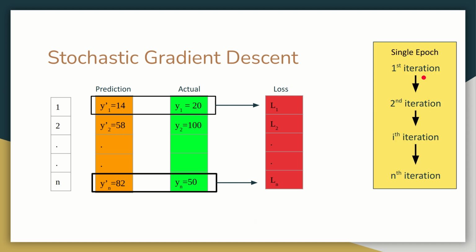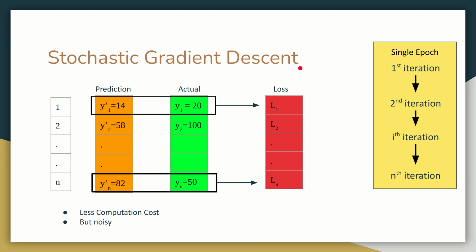So in a single epoch of stochastic gradient descent, we'll be performing n iterations. We'll be starting from the first iteration where our cost function is J1, in the second iteration our cost function is J2, and in the nth iteration our cost function will be Jn. So in each step we'll be calculating the cost function, then the respective gradients, and then we'll be updating our weights accordingly.